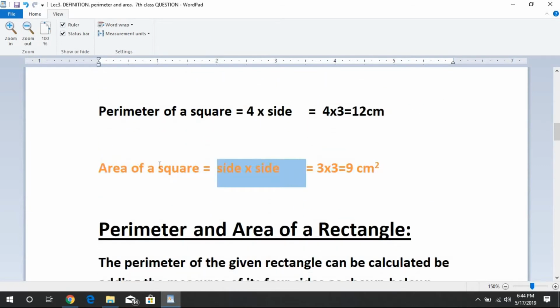Now we define area of a square is equal to side into side. This is the formula for area of a square, and this calculation is already done. 3 multiplied by 3 is equal to 9 centimeter square.